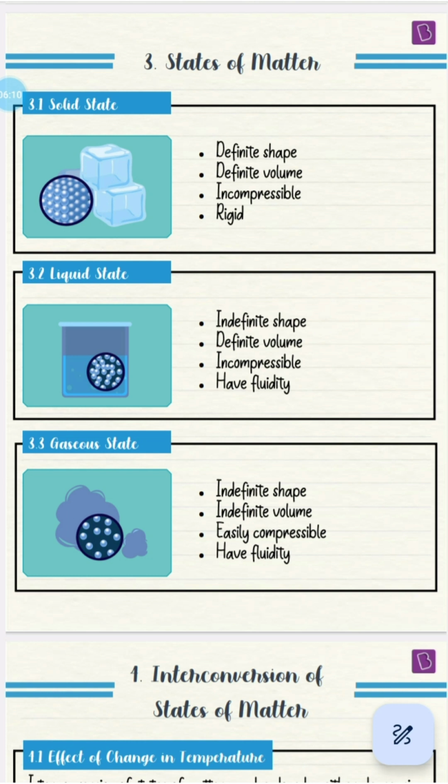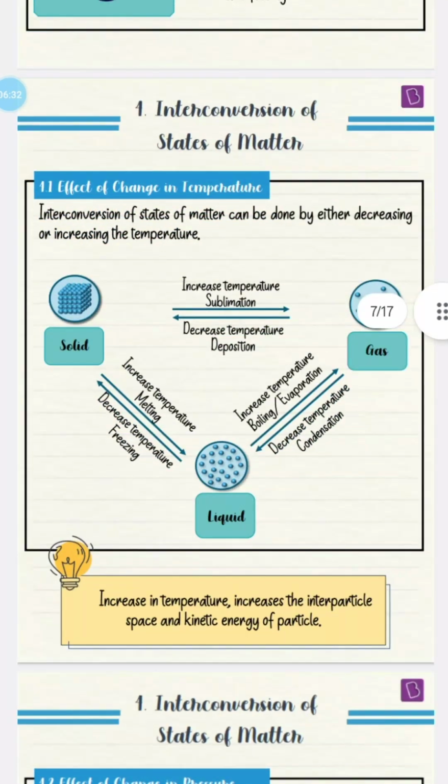We can also distinguish them on the basis of their characteristics: solid state has the highest force of attraction, liquid has moderate, and gaseous has negligible force of attraction. Then we can differentiate them on the basis of the interparticle force of attraction, process of diffusion, and kinetic energy. Then our another topic comes into conversion of states of matter.